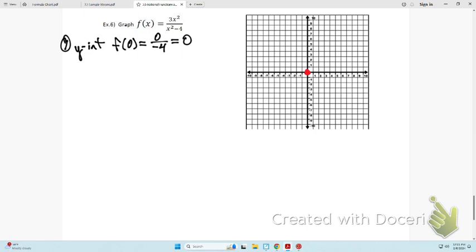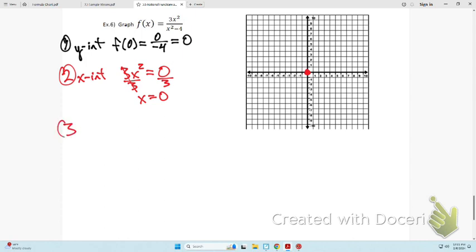Next is step 2, and that is the x-intercept. You set the numerator equal to 0 and solve. That one comes out pretty easy as well. You divide both sides by 3, and you get 0 again. And we already have a dot there.